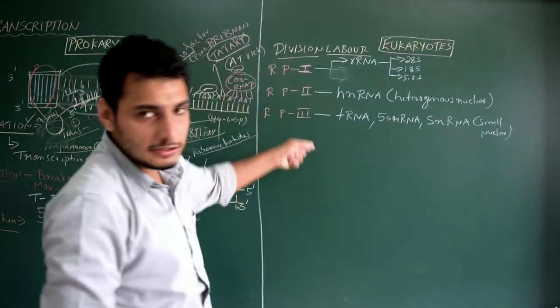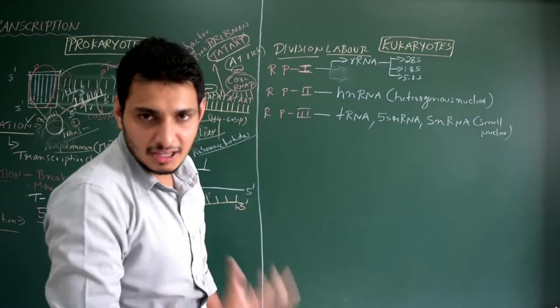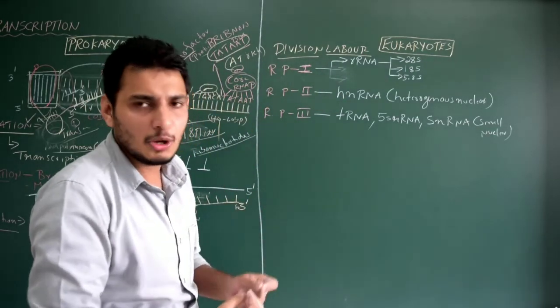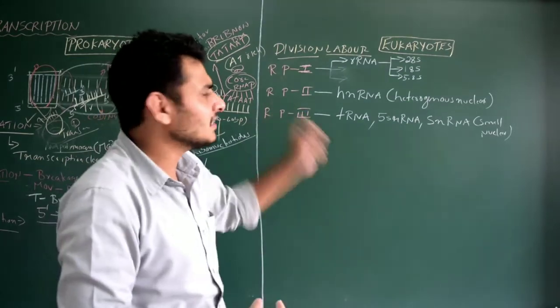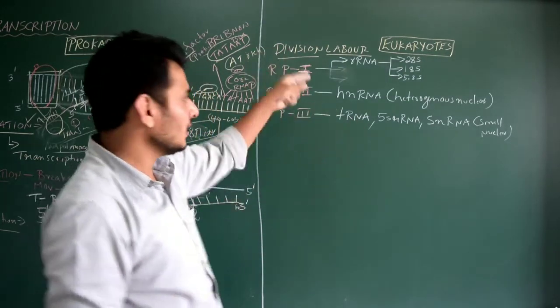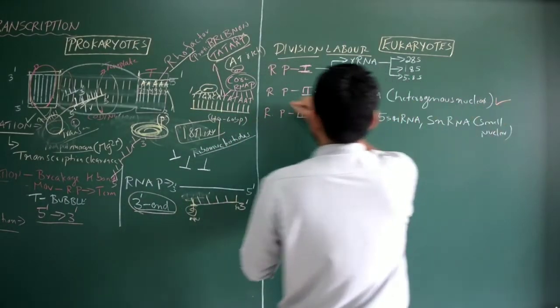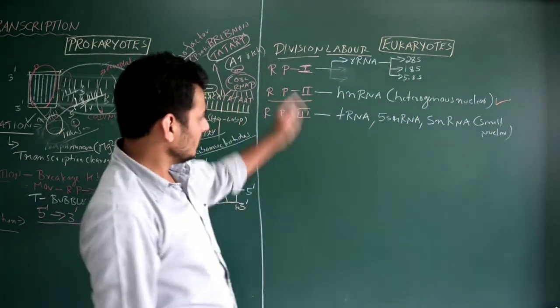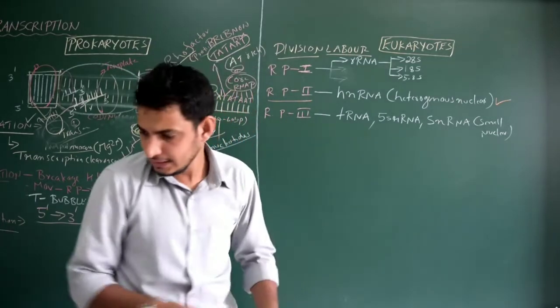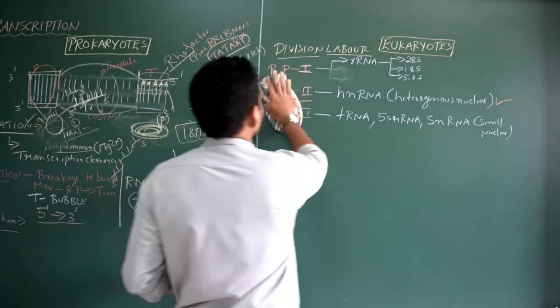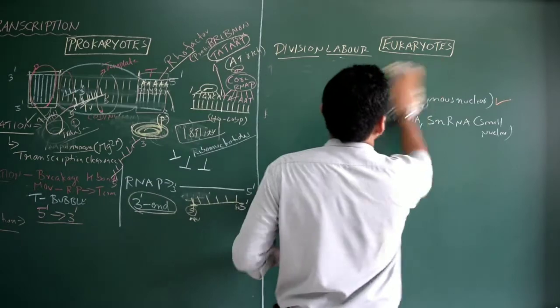So, in the eukaryotes, there is a clear-cut division of labor. That means each RNA polymerase is specific for the synthesis of a specific RNA. Done. So, this is the thing. In this session, I am going to focus mainly on RNA polymerase 2. So, let me just erase this because I need space. Okay.